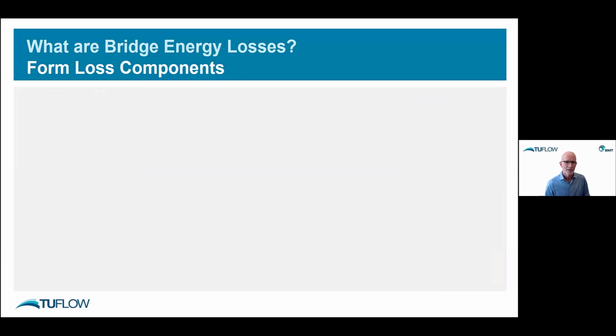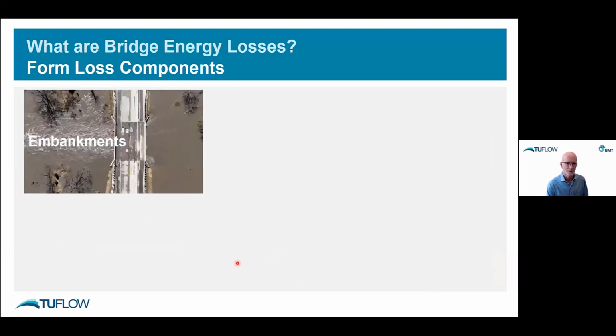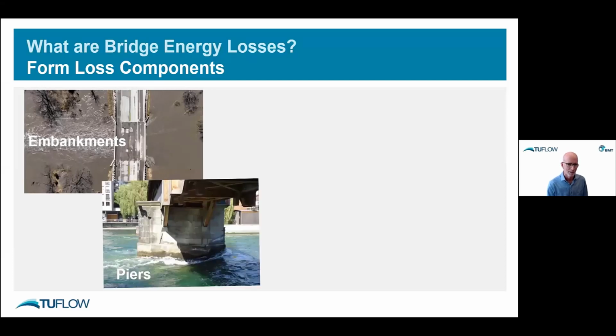So what are the different energy losses associated with a bridge? Well, there are obviously losses due to embankments. If you have embankments, it's not a clear spanning bridge. Water is going to contract, it's going to expand, and you're going to have a change in flow formation. Piers are an obstruction, and they effectively do the same thing. They contract the flow between the piers, and then it re-expands downstream. The water doesn't like doing that, so it'll lose energy in that process.